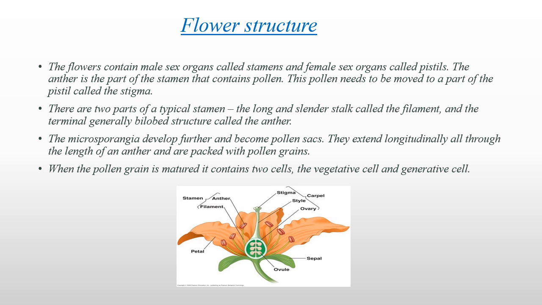There are two parts of a typical stamen: the long and slender stalk called the filament, and the terminal, generally bilobed structure called the anther. The microsporangia develop further and become pollen sacs. They extend longitudinally all through the length of an anther and are packed with pollen grains. When the pollen grain is matured, it contains the vegetative cell and generative cell.